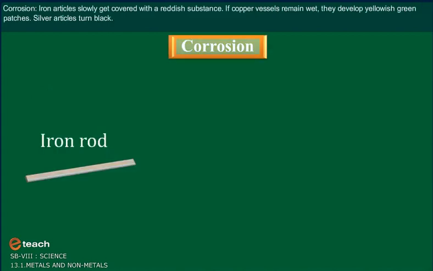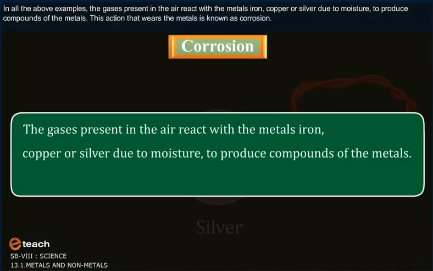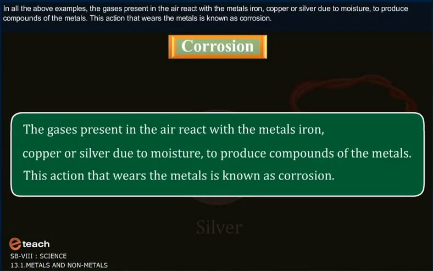Corrosion. Iron articles slowly get covered with a reddish substance. If copper vessels remain wet, they develop yellowish-green patches. Silver articles turn black. In the above examples, the gases present in the air react with the metals iron, copper or silver due to moisture to produce compounds of the metals. This action that wears the metals is known as corrosion.